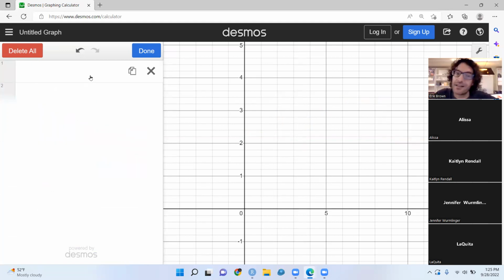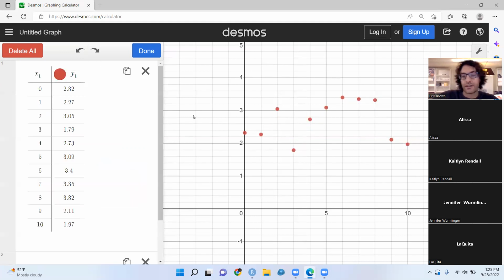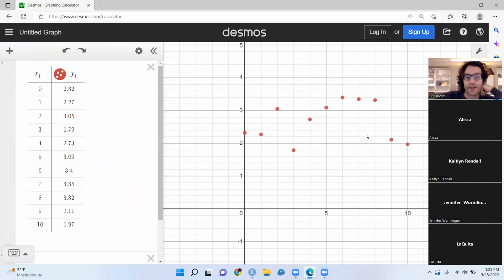So see how I accidentally deleted my table? This button allows me to undo what I just did and get it back, so I don't have to retype everything. Super nice. You can also just do Control Z.